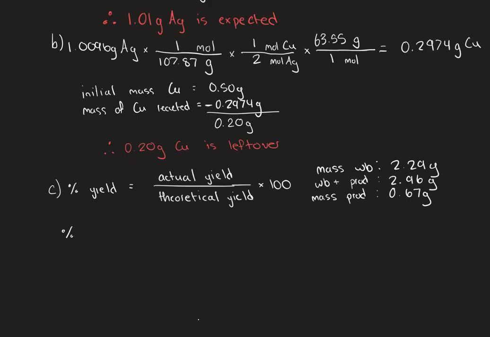So moving on to the percent yield calculation, I have my actual yield, which is 0.67 grams of silver, divided by my theoretical yield, which would be 1.0096 grams of silver. Multiply that by 100. And I put that all in my calculator and get an answer of 66%.